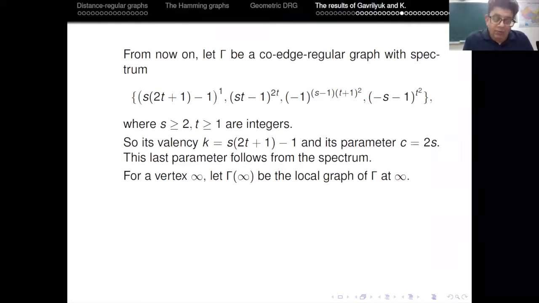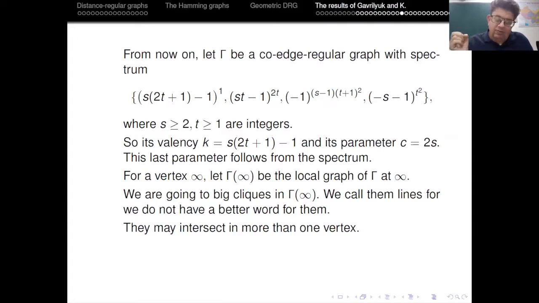For vertex infinity, let gamma x be the local graph of gamma at infinity. So we now look at the local graph. We're going to find big cliques in gamma infinity. We call them lines because I don't know a better word for them. They may intersect in more than one vertex, but what else can I call them? If somebody has a better name, please tell me. Maybe I could call them cliques or something like that, but that is not what I like, but okay.